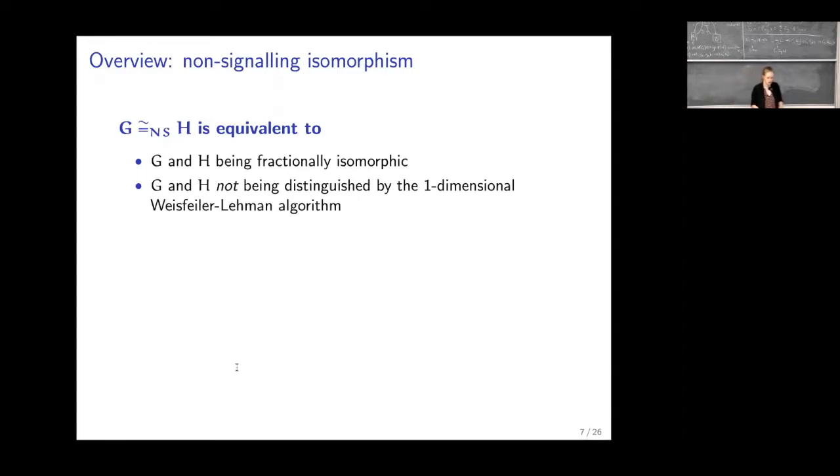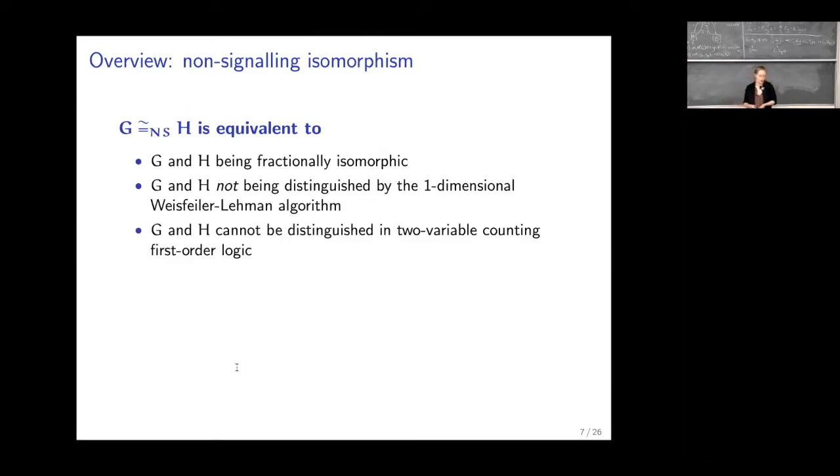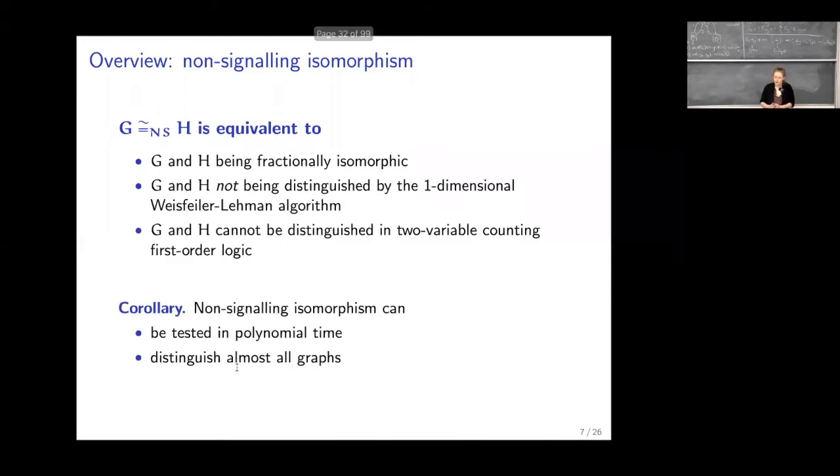answer is inconclusive. All right, and it's also equivalent to the two graphs not being distinguished by any formula in two-variable counting first order logic. And we get further these corollaries that non-signaling isomorphism can be tested in polynomial time, because this Weisfeiler-Leman algorithm, for instance, runs efficiently. And we also know that it can distinguish almost all graphs also. These statements are true for fractional isomorphism, so they are true for this non-signaling isomorphism, which is the same.